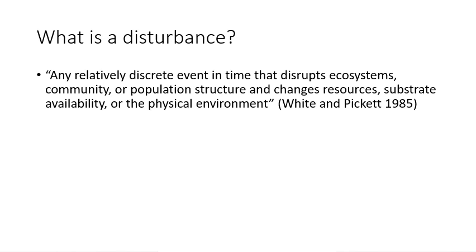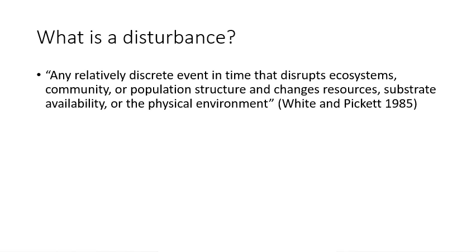So any relatively discrete event in time, all right, so it happens very quickly in a small amount of time, and it disrupts a process, right, whether it be ecosystem level, community, or related to the structure of the population that is there. It changes resources, substrate availability, or the physical environment. So this is a pretty broad definition of disturbance that encapsulates all of the different kinds of things that we might expect to be a disturbance.